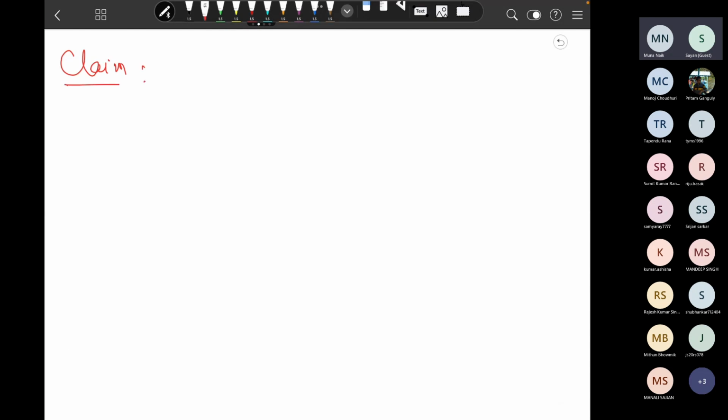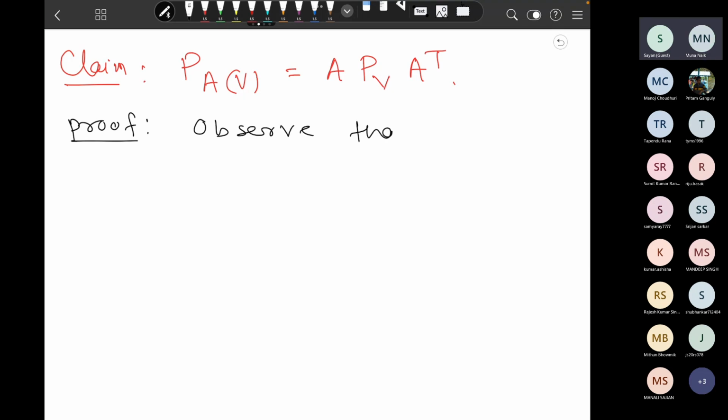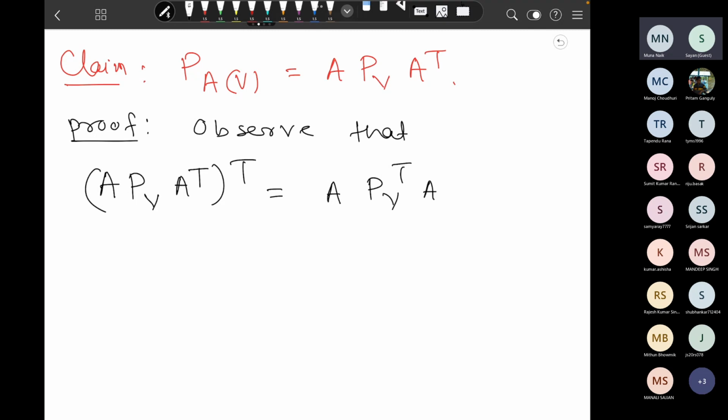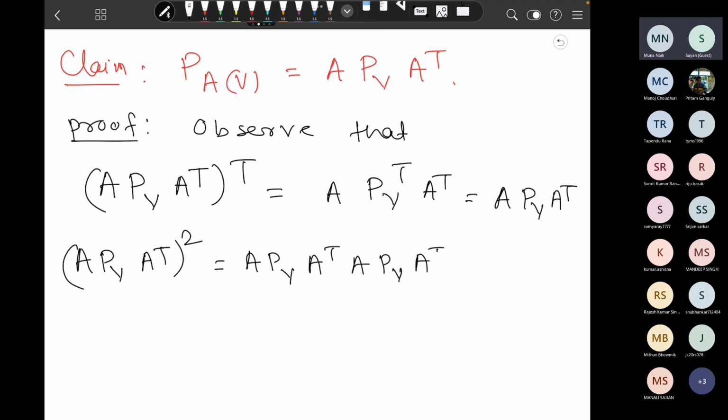This claim is really P of AV is equal to A P_V A transpose. And proof is very simple. First, observe that this A P_V A transpose is really an orthogonal projection. That is, A P_V A transpose, its transpose is A, P_V transpose, A transpose. But P_V transpose is equal to P_V. So this is the thing. Now A P_V A transpose squared is A P_V A transpose times A P_V A transpose. Now use the fact that A transpose A is identity. So this will get you A P_V squared A transpose, and P_V squared is equal to P_V. So this is A P_V A transpose.